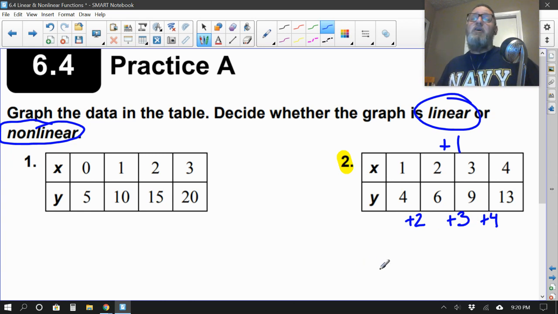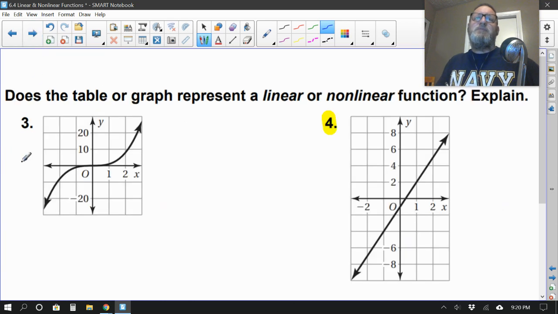So it's still a function. It's just nonlinear. And again, if you would get a piece of graph paper out and graph that, you would not have a straight line. Okay. I did number 4, or I'm going to do number 4 rather.